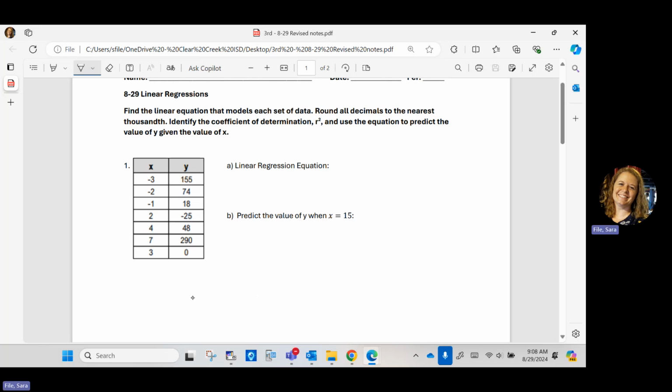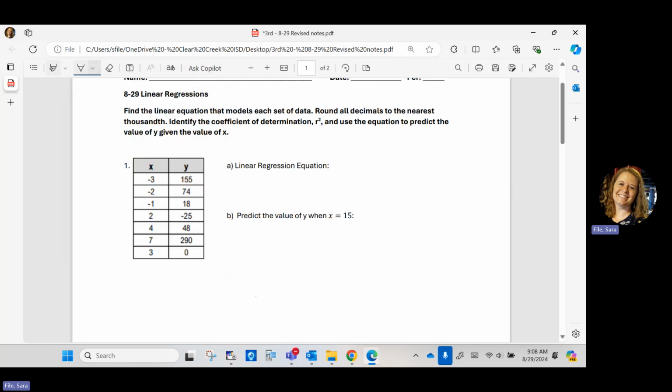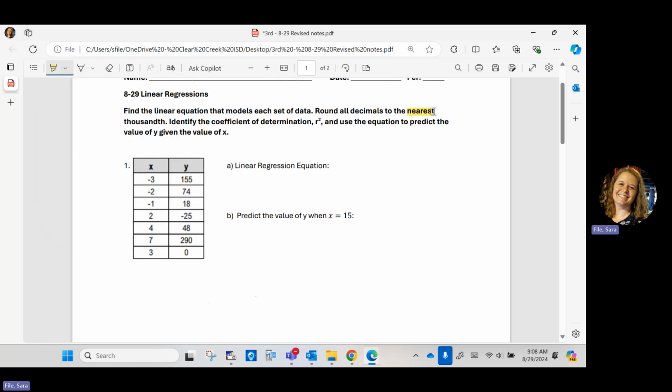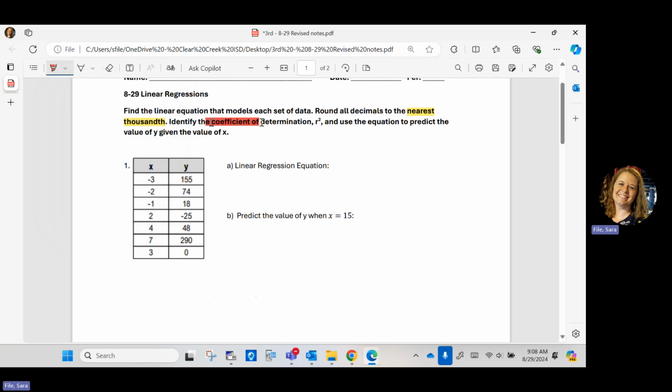My bad. But what we're going to look at here on the front, we are just practicing the process of linear regression in Desmos. Now it says in these instructions to find the linear equation that models each data set, round all decimals to the nearest thousandths. So that's a little different than yesterday. And to identify the coefficient of determination. That right there is a new term.